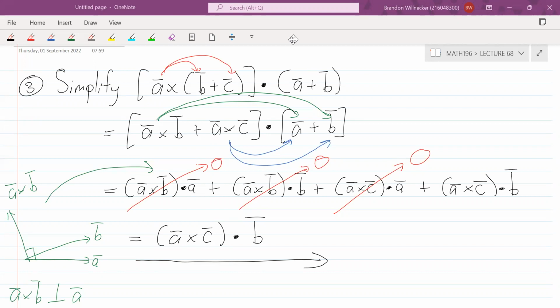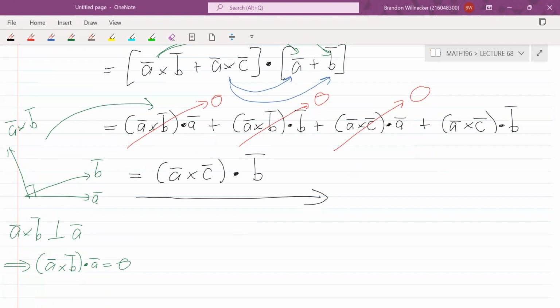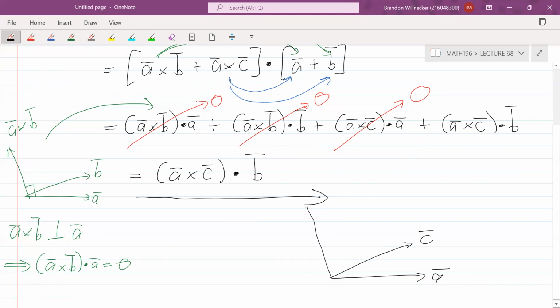I've got a question here. Why does cross product B dot C turn to 0? Because they're different vectors. So if I have A cross C, so let's imagine here I've got A, and here I've got C. If I take the cross product, it's going to be perpendicular to both of them. So that's A cross C.